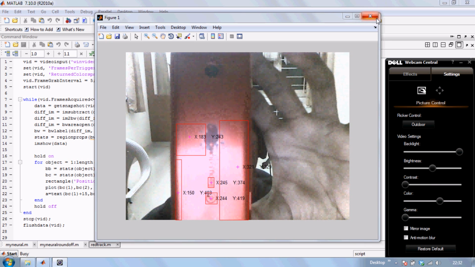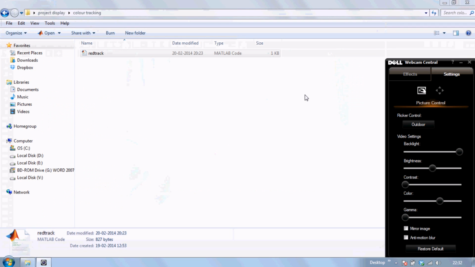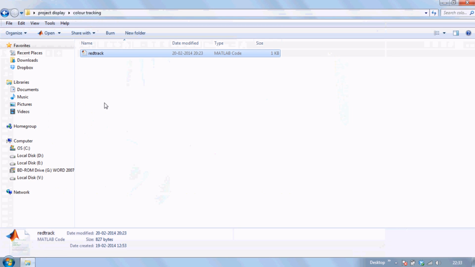Yeah, so this is a pretty easy code actually, and it's a lot of fun to work with. And there are so many advancements that you can do for this code. For example, instead of red, you could track faces. That's what happens in your digital cameras.